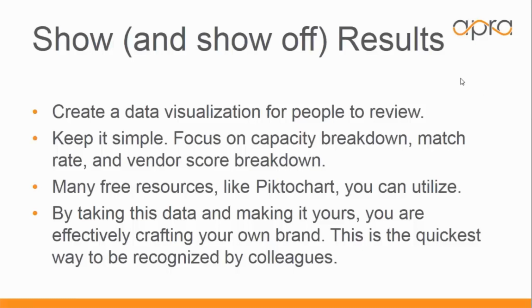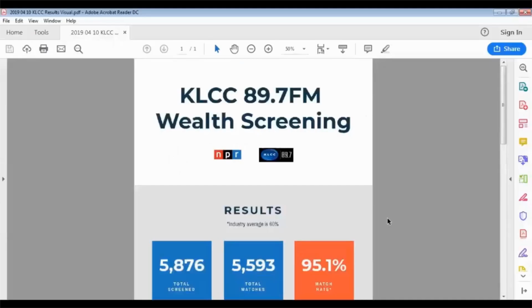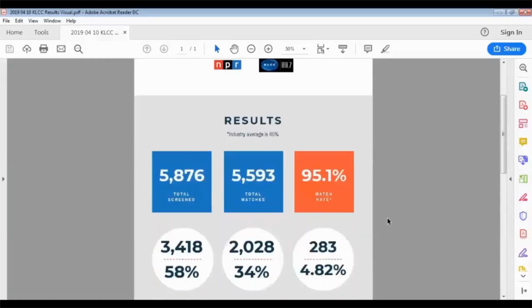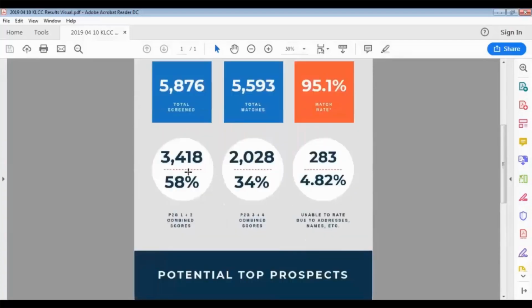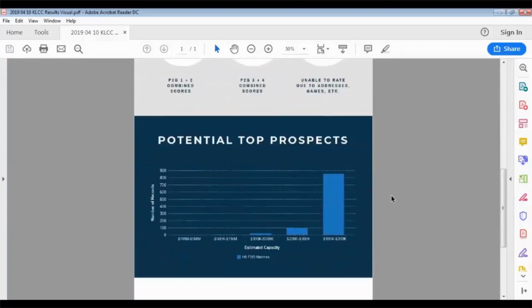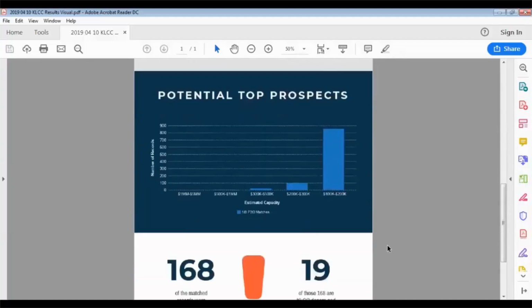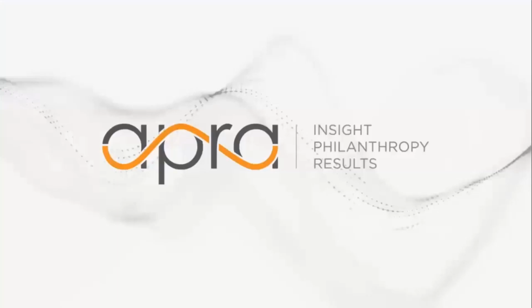And I have an actual PictoChart to show you. So this is something that we did at NPR, and it's fairly simple. Again, it has the match rate. It has how people fit into buckets in terms of vendor scores, and also how people fit into buckets around estimated capacity.